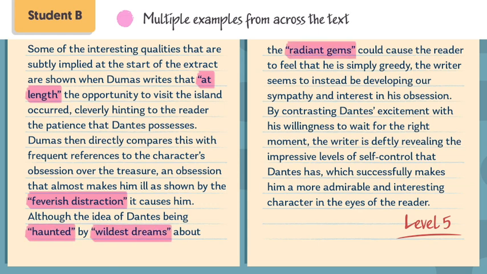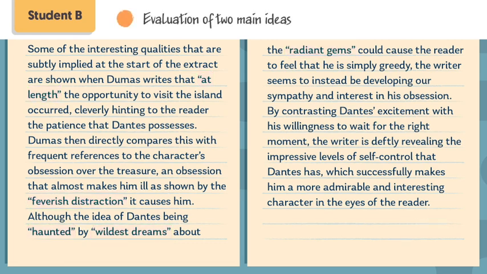With question 4, you should consider how ideas work together rather than looking at specific bits on their own. The student then goes on to offer an evaluation of how 2 main ideas from the text, the long wait Dantes has experienced and his excitement to discover the treasure, work together to create the impression of an interesting character to the reader. The critical evaluation of the text is more sophisticated in this response, as shown by the student's use of language such as subtly implied and deftly revealing.